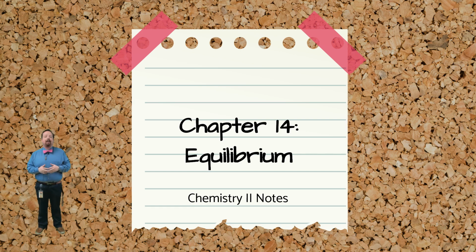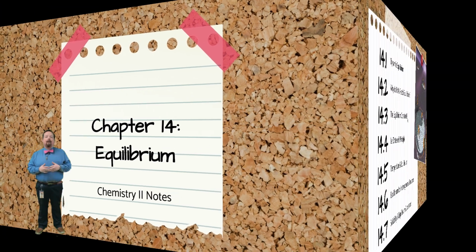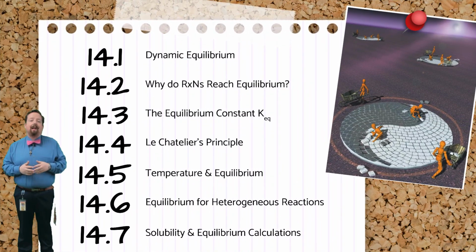In today's video, we're going to learn about equilibrium. This chapter includes 7 sections which talk about the concept of dynamic equilibrium, why reactions reach equilibrium, what the equilibrium constant is and how to write its expression, Le Chatelier's principle, how temperature can affect equilibrium, how to write equilibrium expressions for reactions with different states of matter, and how to use the equilibrium expression to calculate solubilities and concentrations.